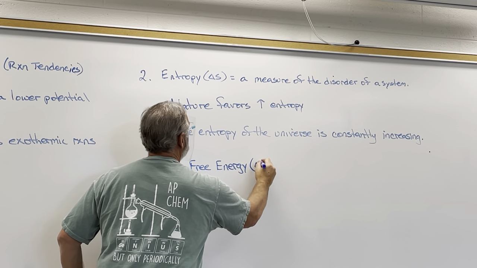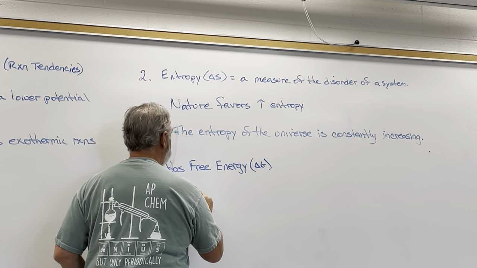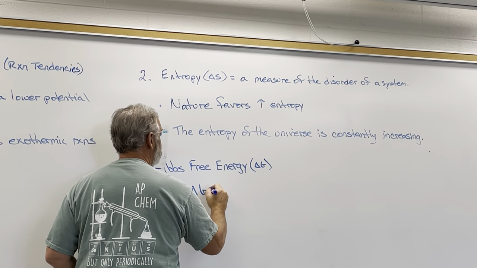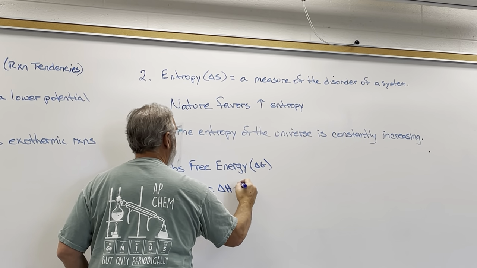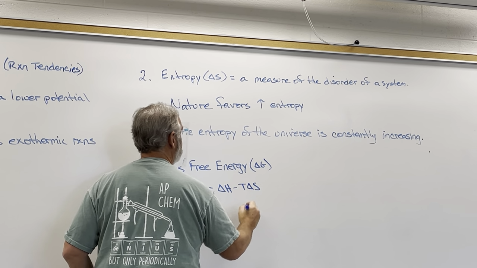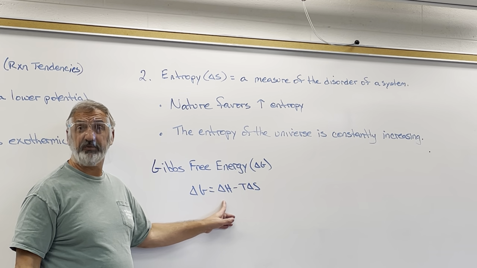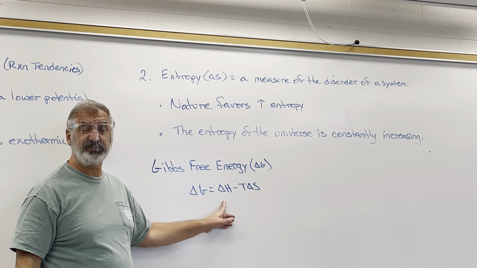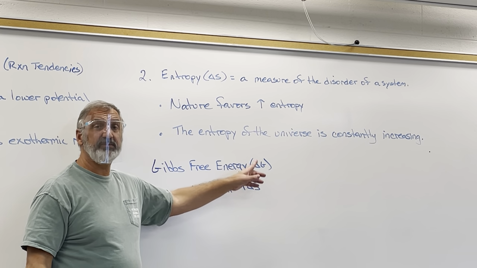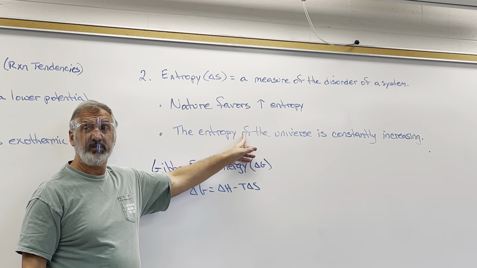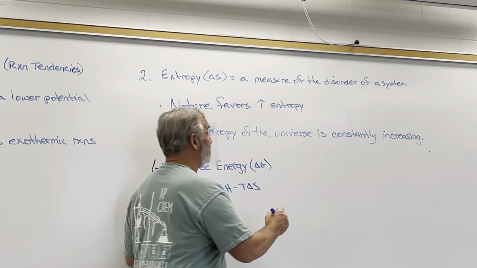That's delta G. And delta G is equal to delta H minus T delta S. This is your change in energy, delta H. That's what we've been calculating, the enthalpy of your reaction. And delta S is going to be the change in entropy.